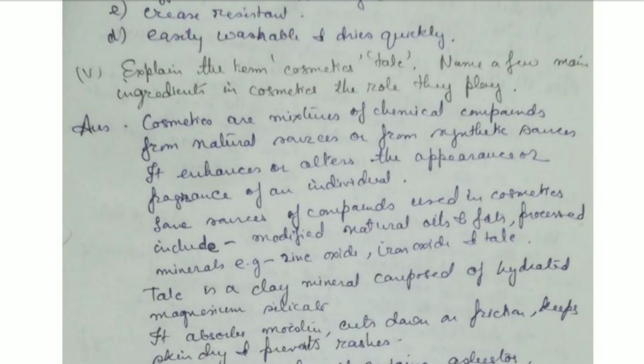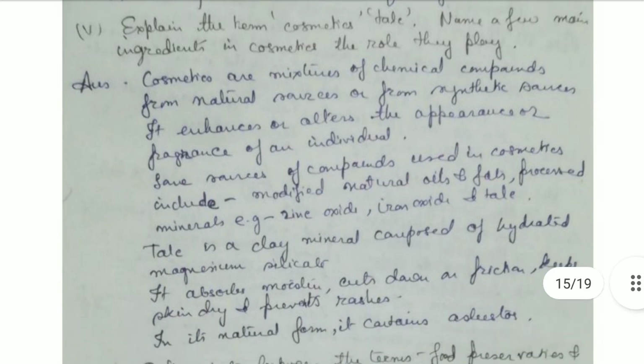See, the terms cosmetics and talc, both. Cosmetics are mixtures of chemical compounds from natural sources or from synthetic sources. Both can be added. So it can be natural cosmetics, or synthetic, man-made cosmetics. It enhances or alters the appearance of an individual. If you want to decorate yourself, if you want to look beautiful, you can add cosmetics. So this enhances or alters the appearance or fragrance of an individual.